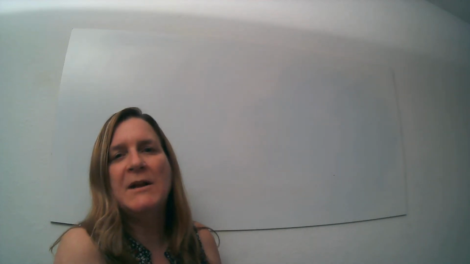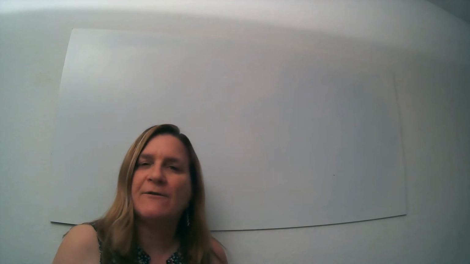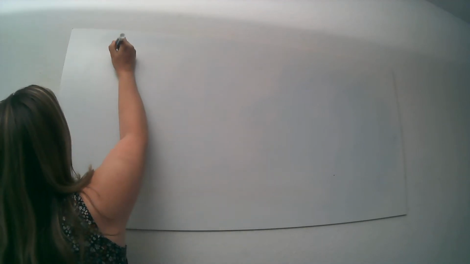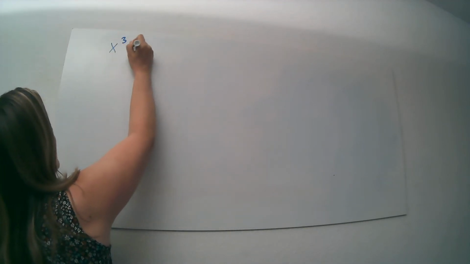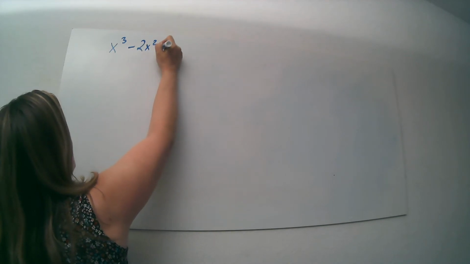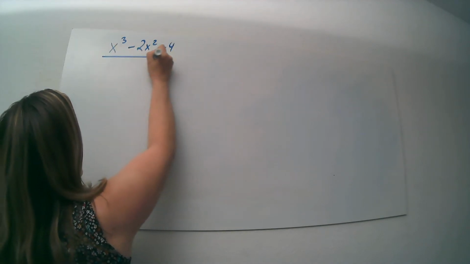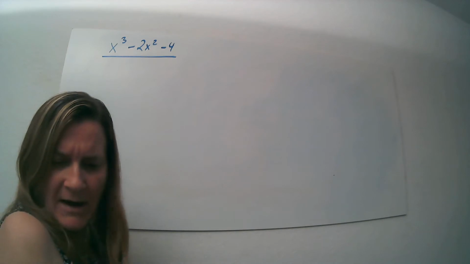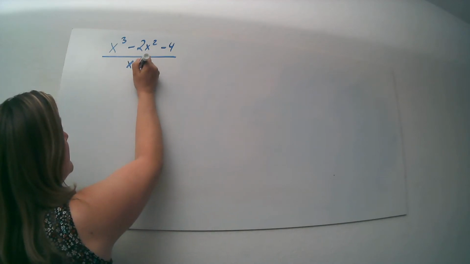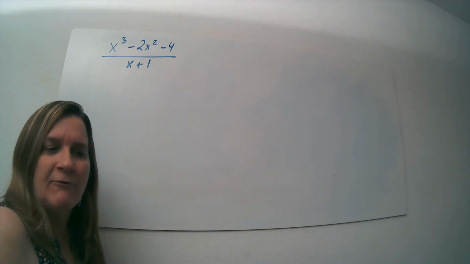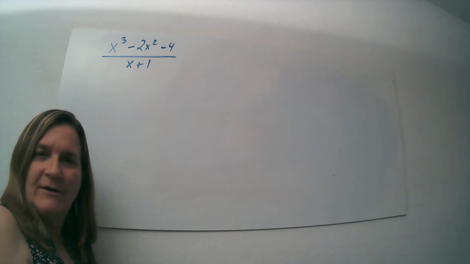We're going to be dividing polynomials using synthetic division, but to get us there, let's first do a problem using long division. So here's the problem. It's going to be x cubed minus 2x squared minus 4, and we're going to divide that by x plus 1. So let me refresh your memory on how we're going to do long division.